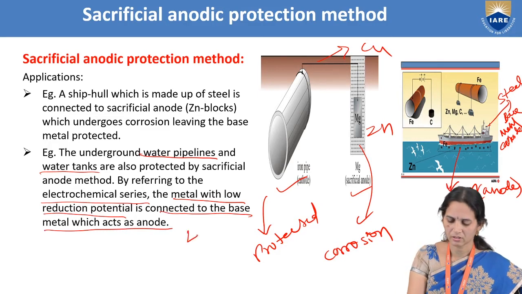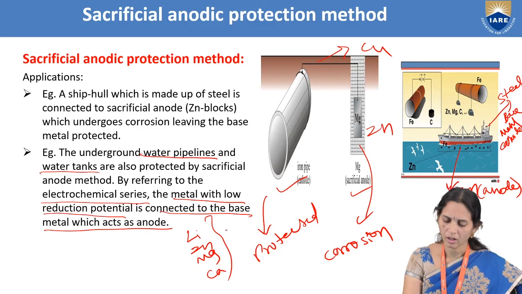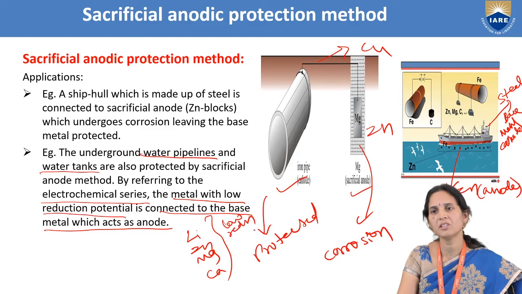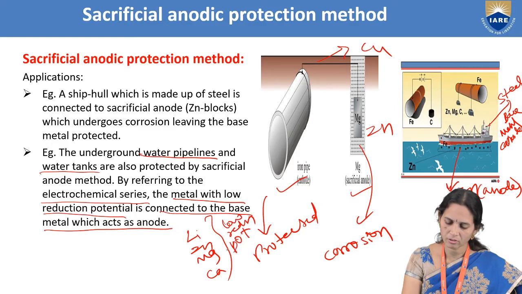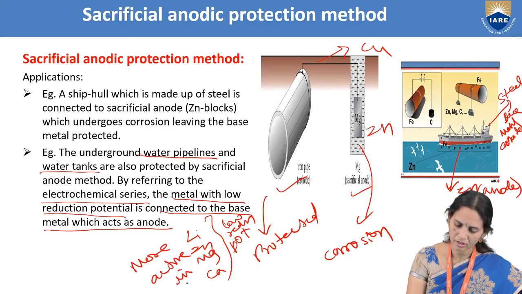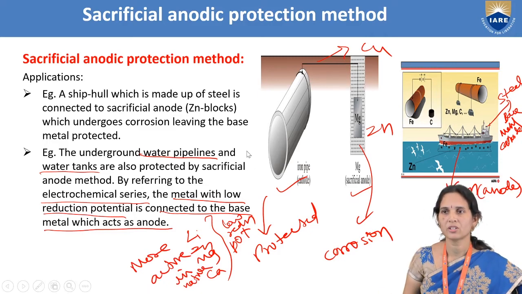All the metals, lithium, zinc, magnesium, calcium, will undergo oxidation easily. They have lower reduction potential. So these metals are more active in nature. So this is about the sacrificial anodic protection method.